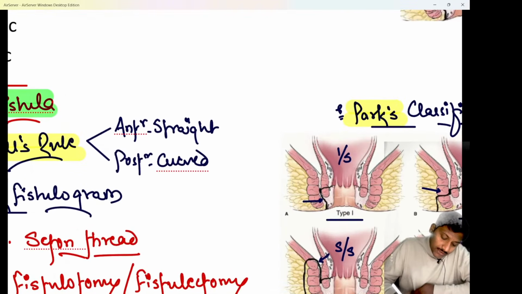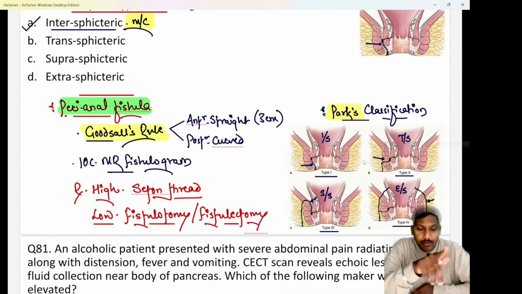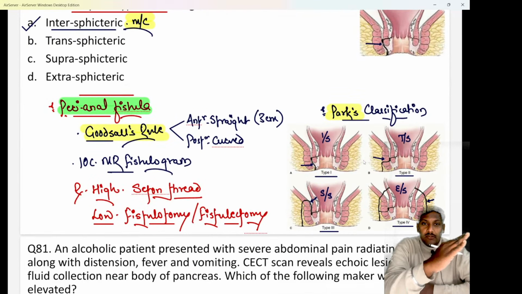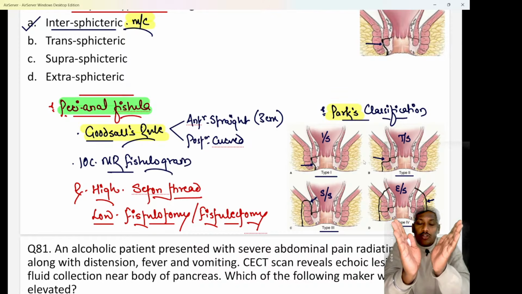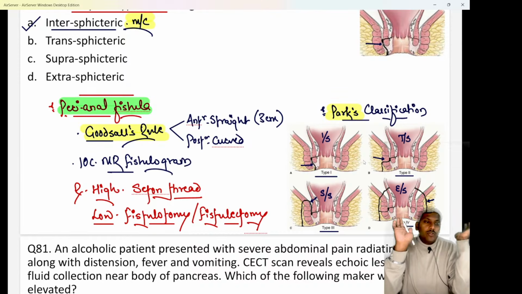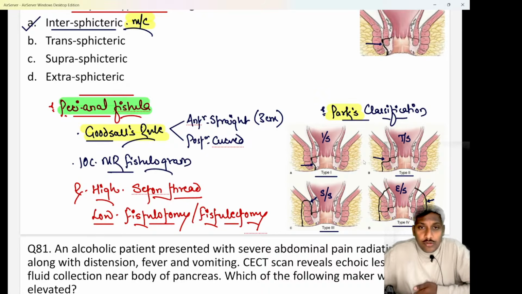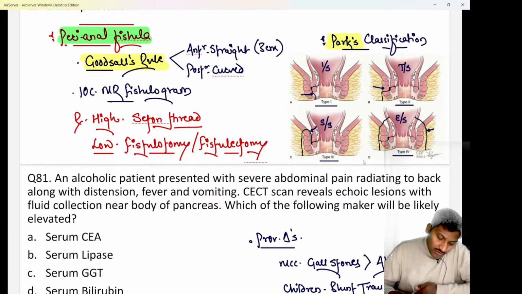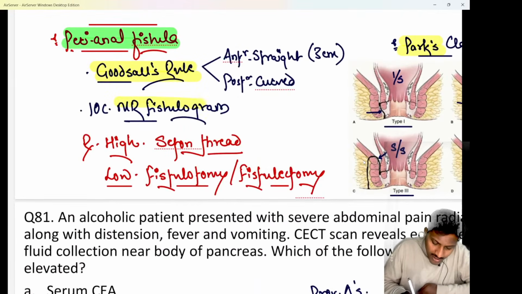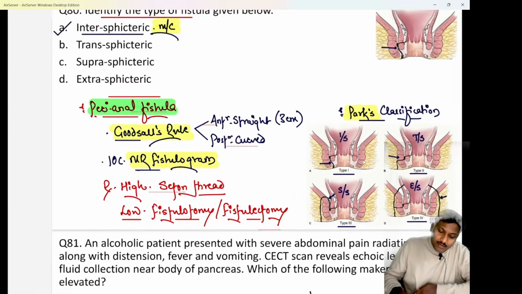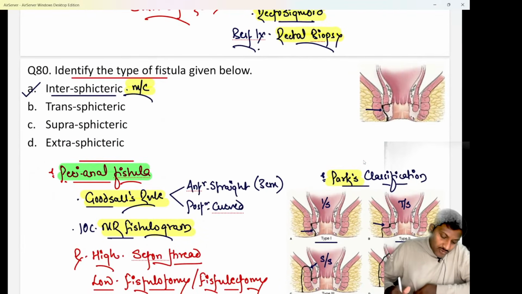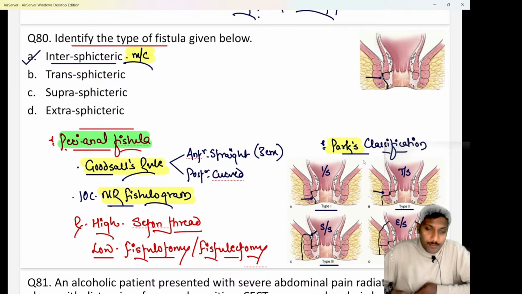But this is only applicable for those anterior fistulas which are usually in the 3 centimeter range from the midline. So from the midline, any fistula that is from 11 o'clock to 1 o'clock position, or any fistula that is 3 centimeters from the midline, only for those kind of fistulas this Goodsall's rule will be applicable. Okay? Whereas if they ask you investigation of choice, another PYQ, it is a MR fistulogram. A T2 weighted MRI is done for the fistula. So MR fistulogram is the investigation of choice for perianal fistula.